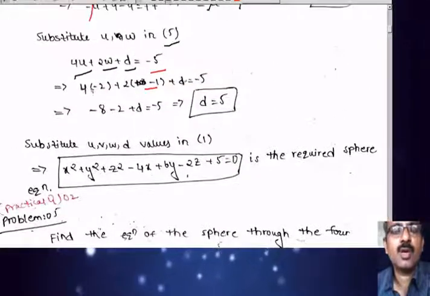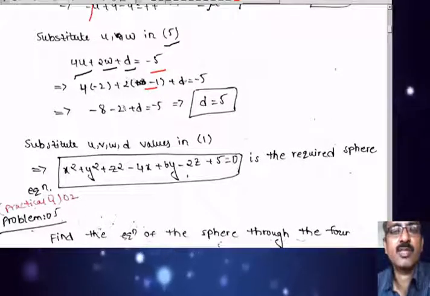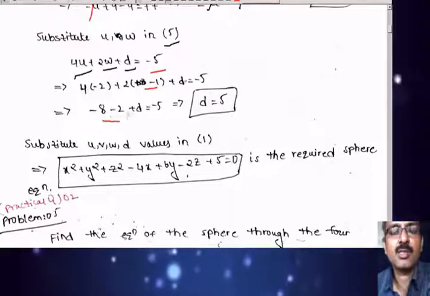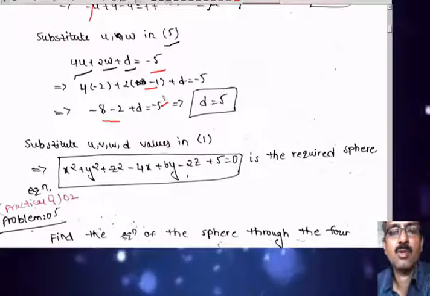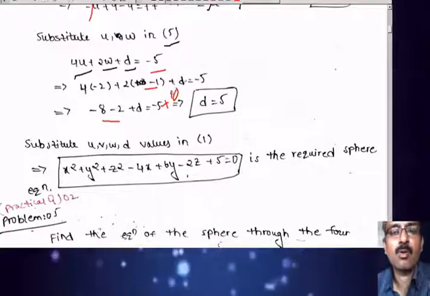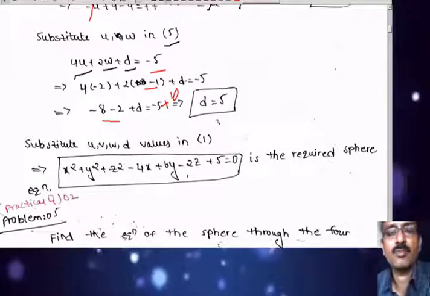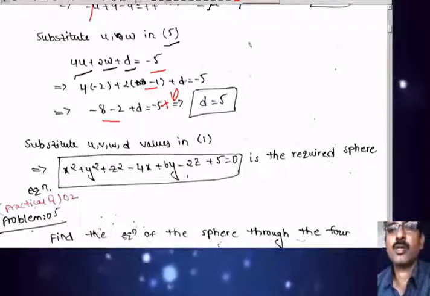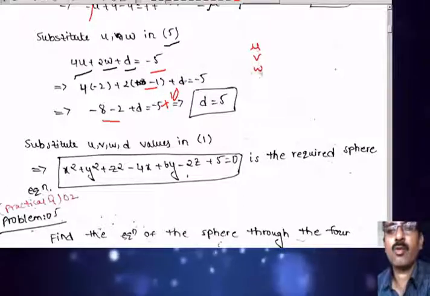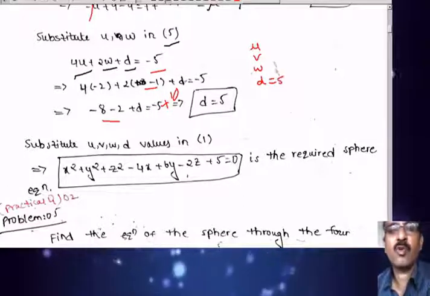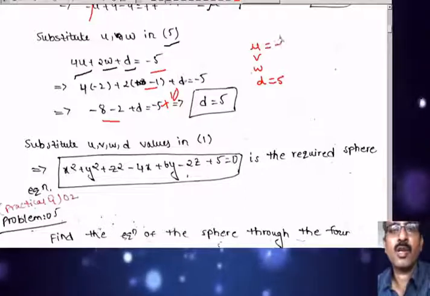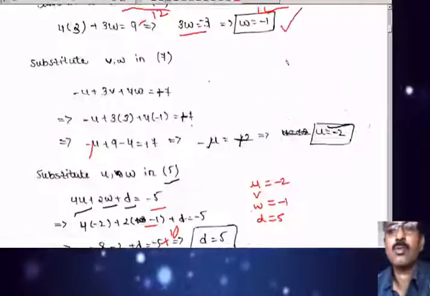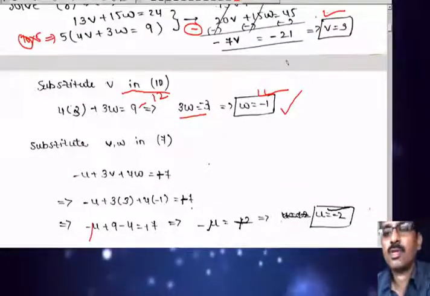Substitute it and simplifying, minus 8, 2 into minus 1 minus 2 plus d equal to minus 5. Here minus 10, shifting to the right plus 10, so 5, then d equal to 5. So here finally we got u, v, w, d. D is 5, u equal to minus 2, w equal to minus 1, v equal to 3.